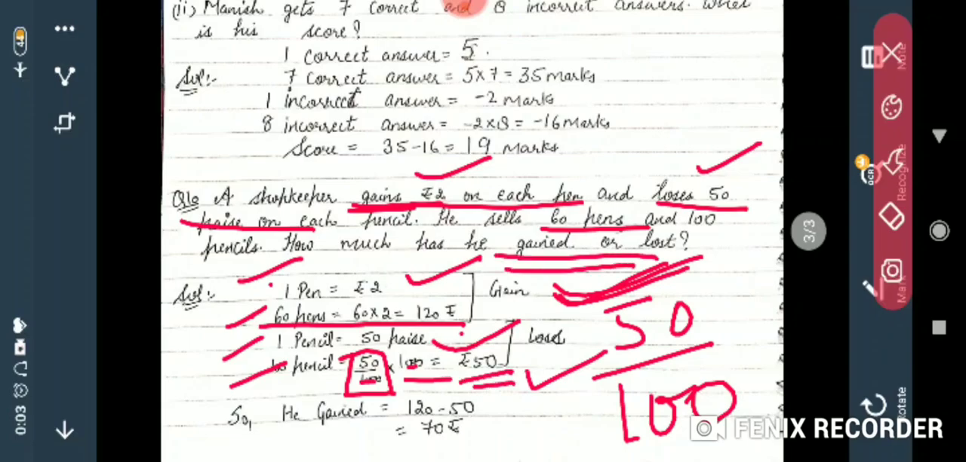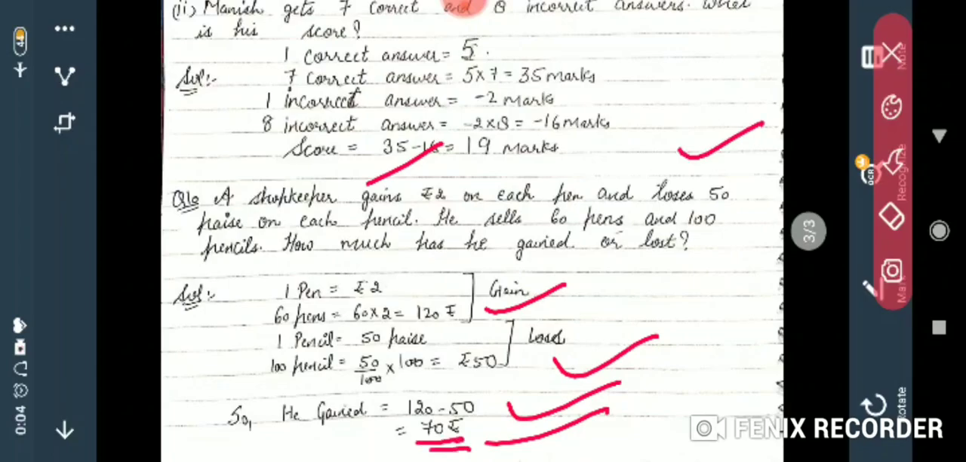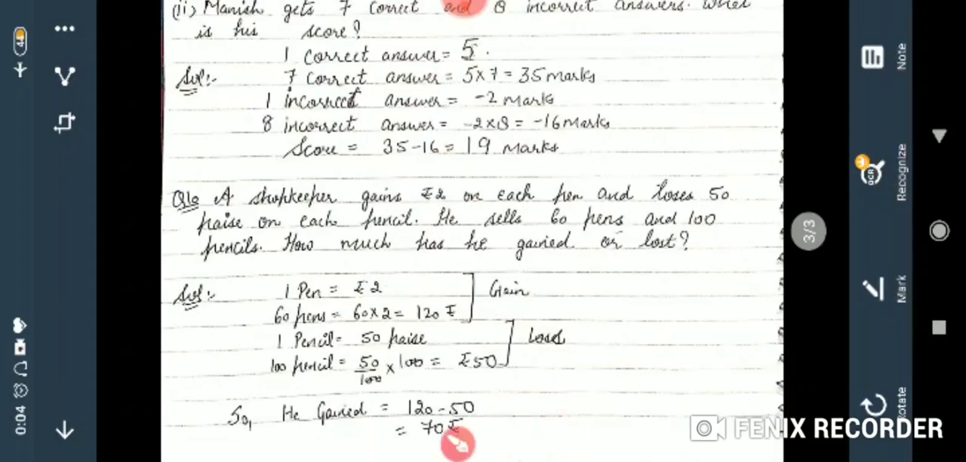So how much he gained or lost? Now just tell me. 120 rupees profit was there. 50 rupees loss was there. So how much he gained? Just subtract 50 rupees from 120 rupees. What you will get? 70 rupees. So after the concept of gaining and losing, what was the amount the shopkeeper earned, or the profit he has received? 70 rupees. Thank you.